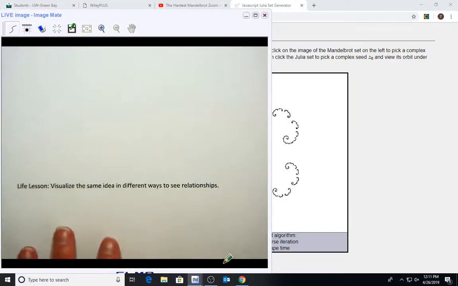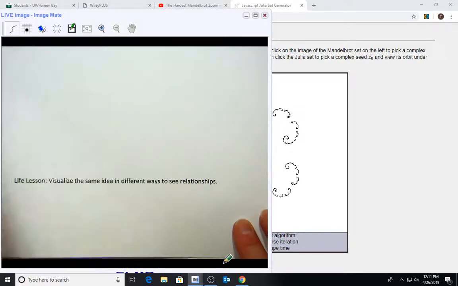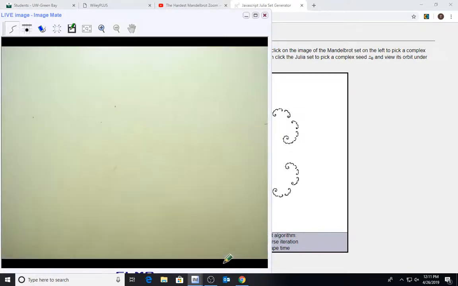I should show you the life lesson from section 7.4 before we do that. In 7.4, we saw Mandelbrot taking Julia's work and proceeding on with it, and that's exactly what the life lesson is. Visualize the same idea in different ways to see relationships. So 50 years after Julia came up with his fractals, Mandelbrot made another fractal from that. Chapter 8 is on probability.